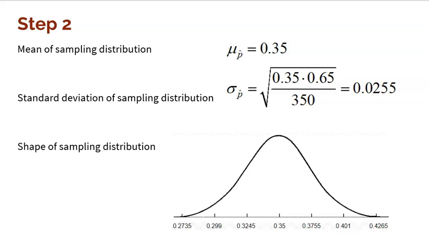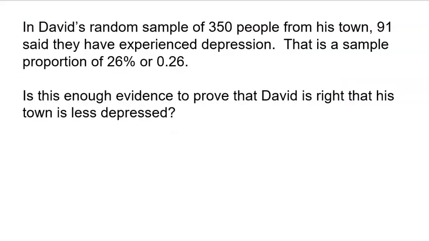All right, so now we're moving on to step 3. So we've done step 1, we've done step 2. Now, what's next? Well, what's next is we need some evidence, right? So in David's random sample of 350 people from his town, 91 said that they've experienced depression. That's a sample proportion of 26%, or 0.26. Is this enough evidence to prove that David is right and that his town is less depressed? That's our job moving forward.